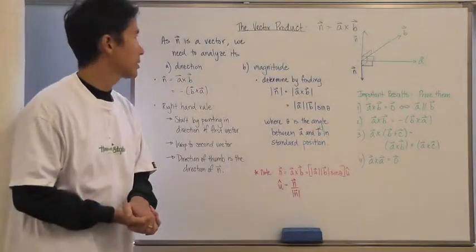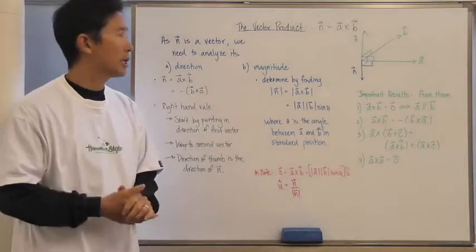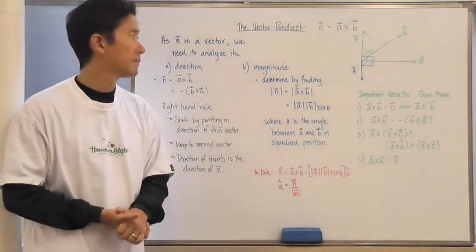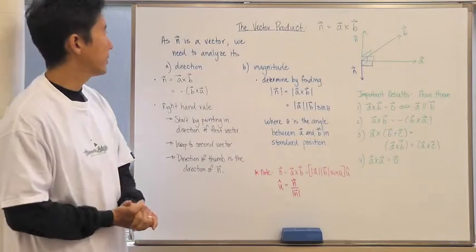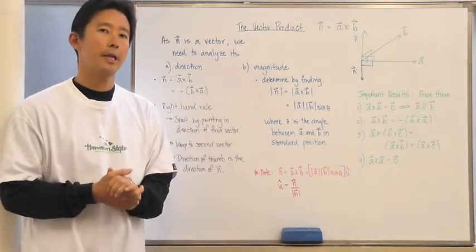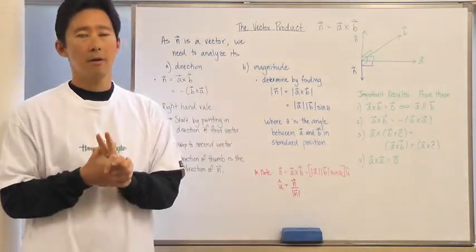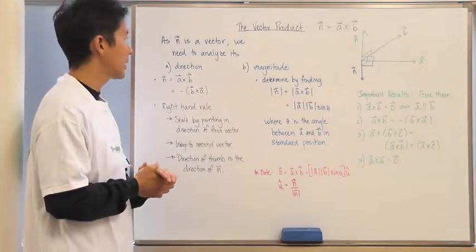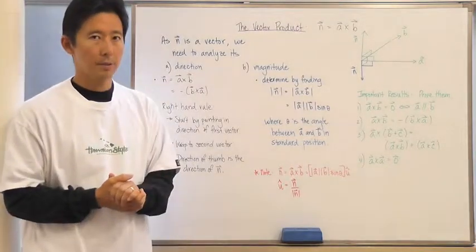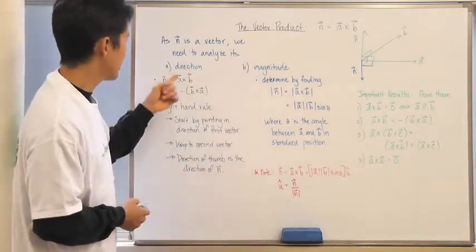Okay, hello everyone. Let's take a look at a continuation of the vector product. Now, being that we know that n is a vector, we need to analyze the two properties that all vectors have. We know that it has direction and we know that it has magnitude. So let's take a look at direction first.